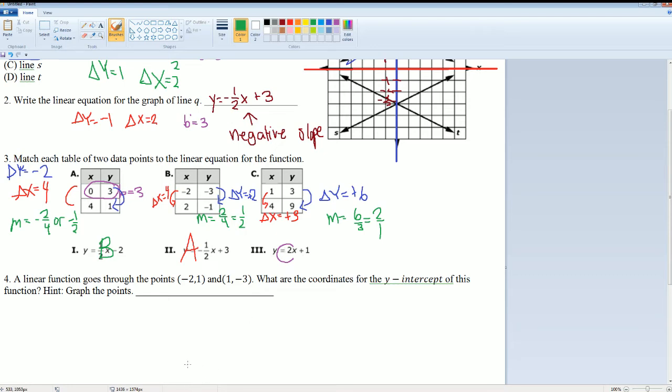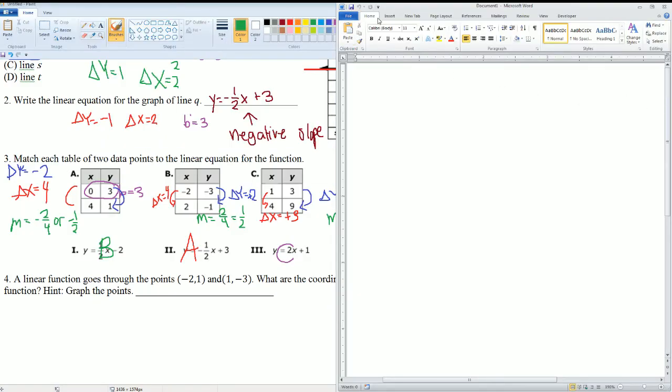There you go. Last one: a linear function goes through the points (-2, 1) and (1, -3). What are the coordinates for the y-intercept of this function? Graph the points. Do I want to really graph this? You know what, I want to make this easier. I'm going to put it in a chart.